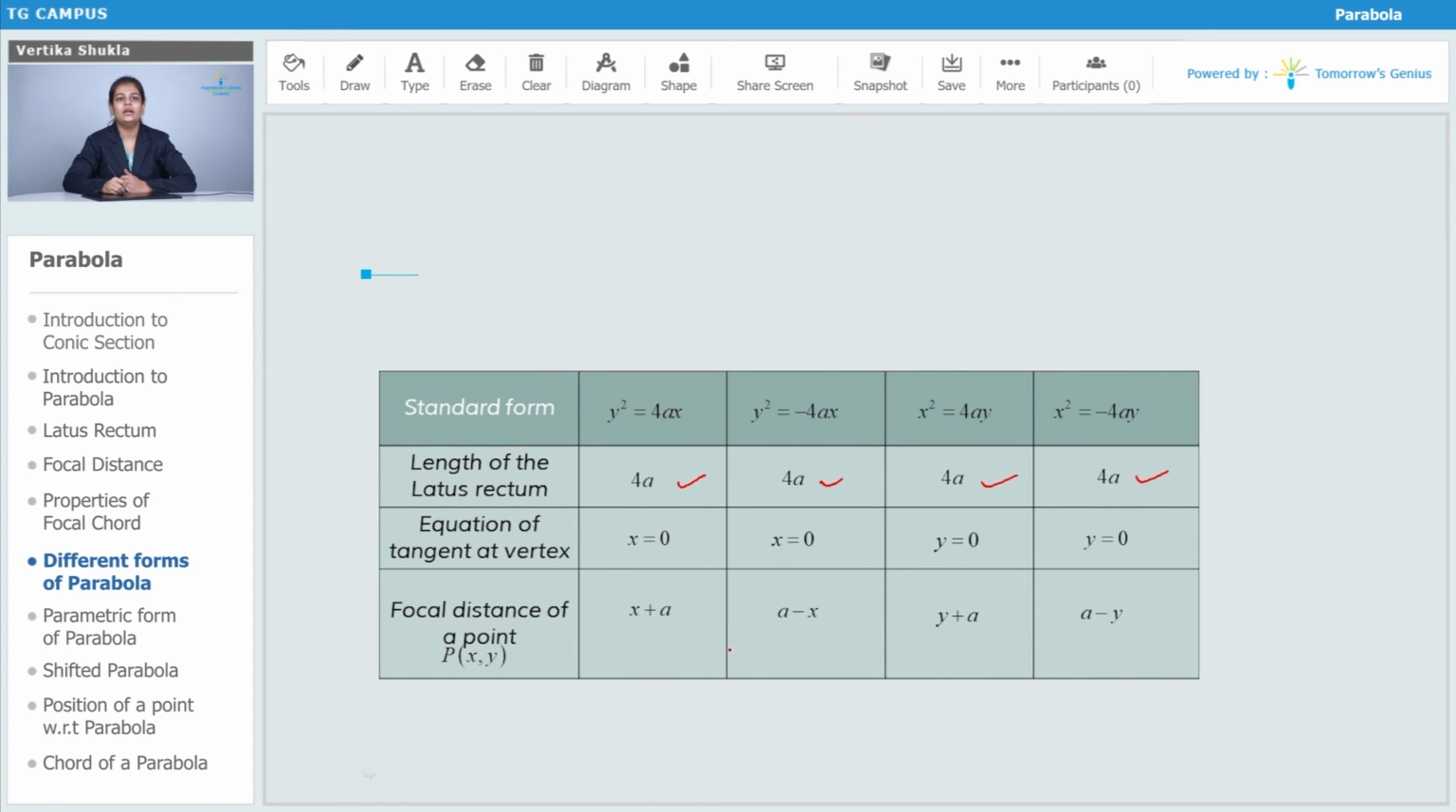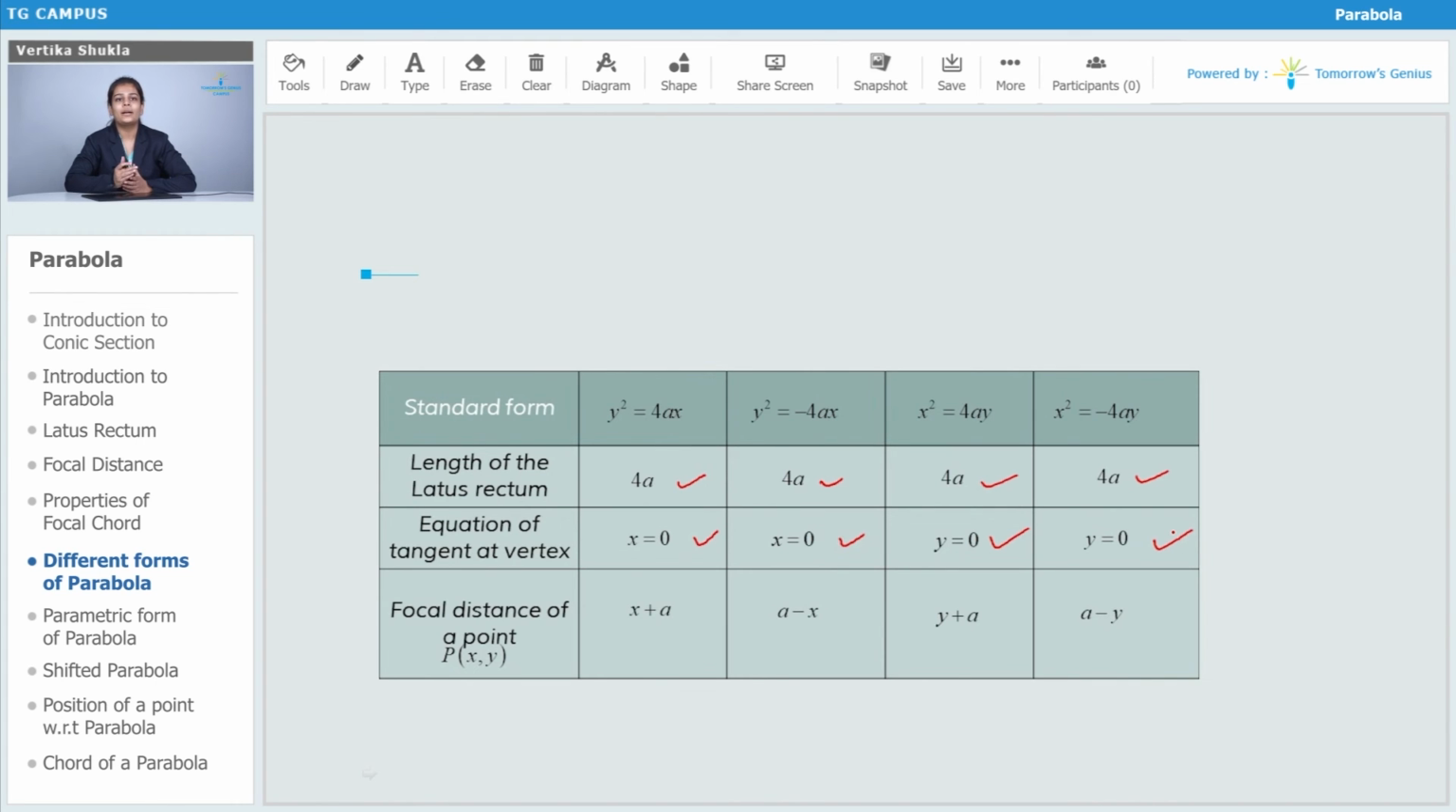The equation of tangent at vertex for y square is equal to 4ax and y square is equal to minus 4ax is basically your y-axis, and the equation of y-axis is what? X is equal to 0. Similarly, for x square is equal to 4ay and x square is equal to minus 4ay, the tangent at vertex is your x-axis, and x-axis has its equation what? Y is equal to 0. So these are the tangents at vertex for x square is equal to 4ay and x square is equal to minus 4ay.